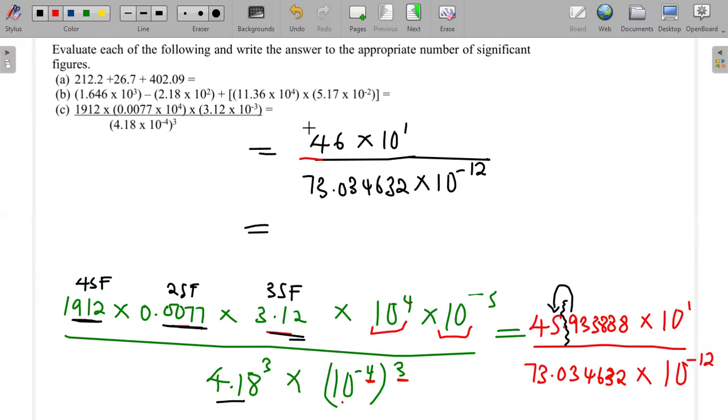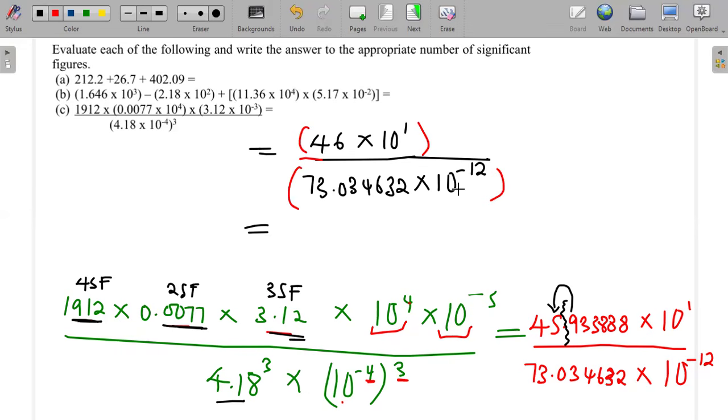So just say 46 times 10 to the power 1, okay? Make sure you put them in brackets on your calculator. If you don't put brackets, you're going to find something wrong. And then you say divided by 73.034632 times 10 to the power minus 12 on your calculator. Okay, and then we'll see what we're going to find. So let me do it.